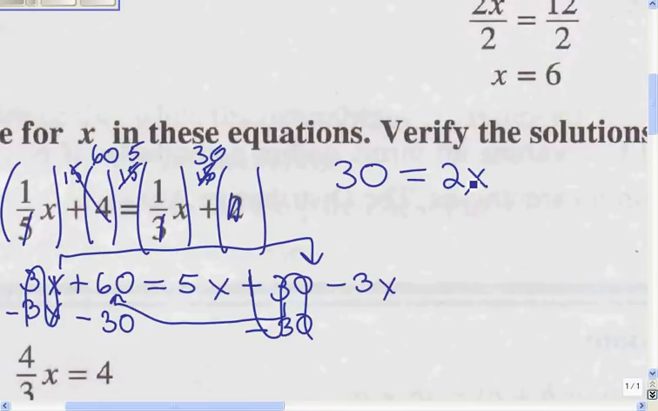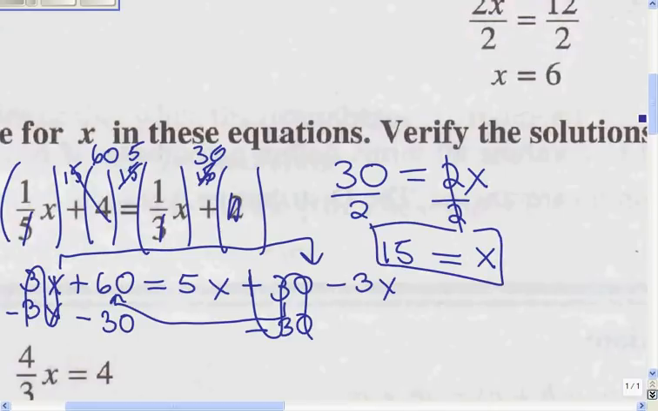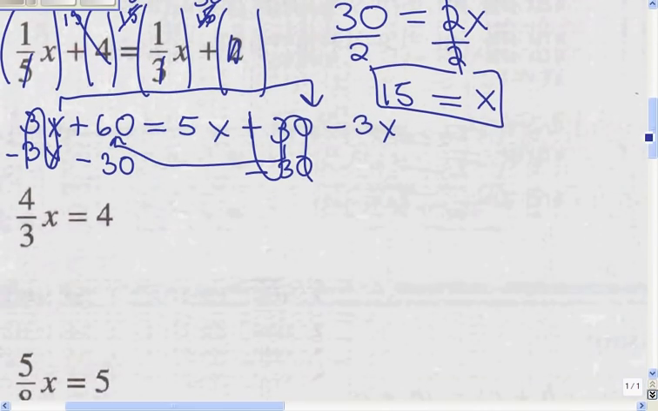2 times x. Well, I'm going to use the opposite operation of multiplication to get rid of this 2, which is division. So I'm going to divide by 2. That equals 1, and 1 times x equals x. But what I do to one side, I have to do to the other, so I'm going to divide this side by 2. That gives me 15. 15 equals x. Okay, next problem.